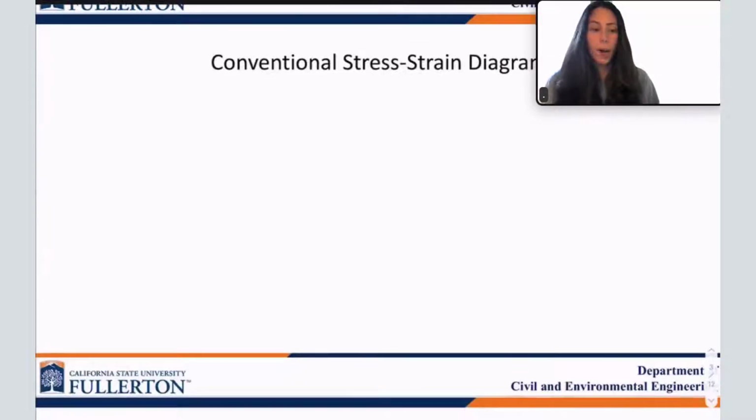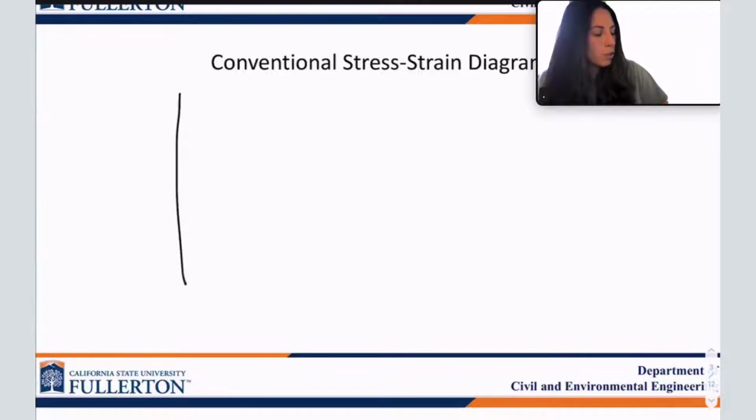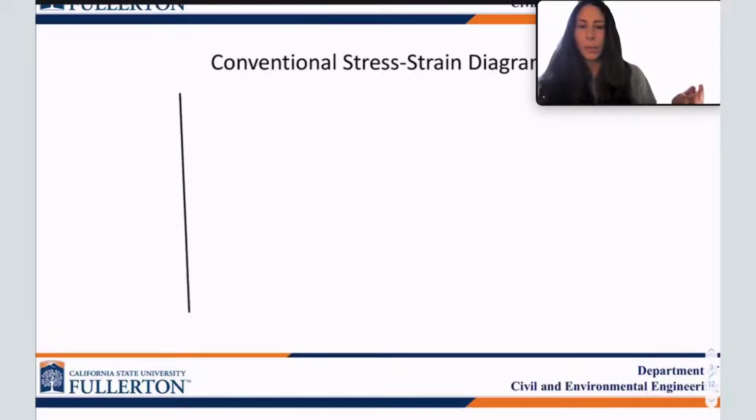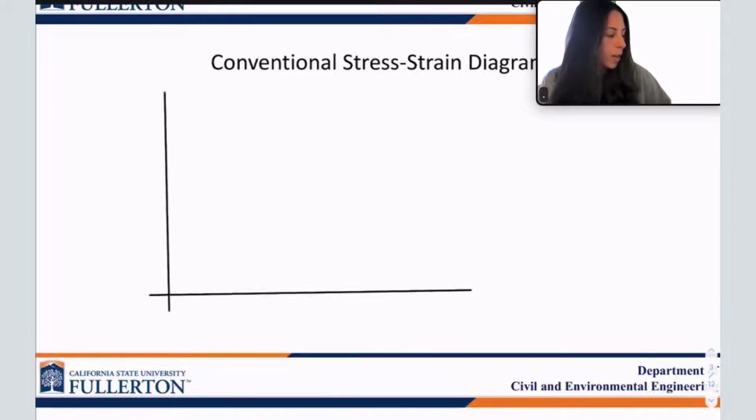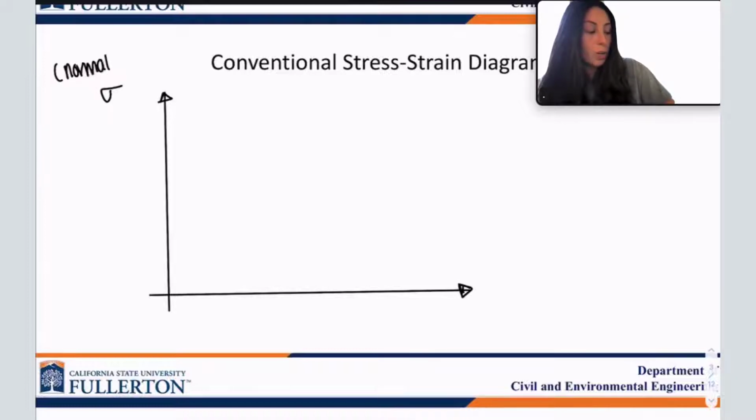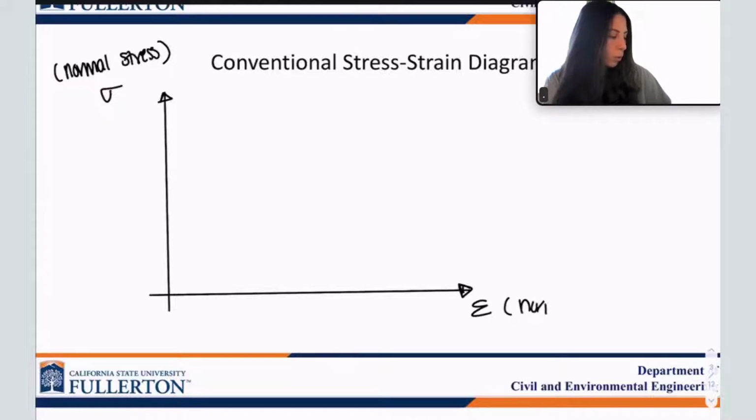So let's start by taking this whole slide to show you how to draw and understand the conventional stress-strain diagram, okay? By conventional stress-strain diagram, what I mean is for a typical type of loading, and we're just going to do this for normal stress and strain, so sigma and epsilon. We're going to put sigma here on the y-axis, and if you remember, sigma corresponds to the normal stress, and epsilon corresponds to the normal strain, okay?